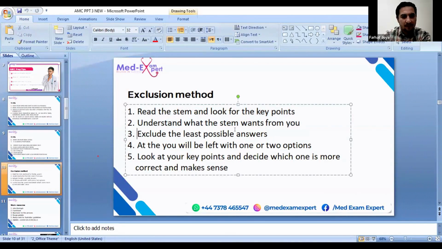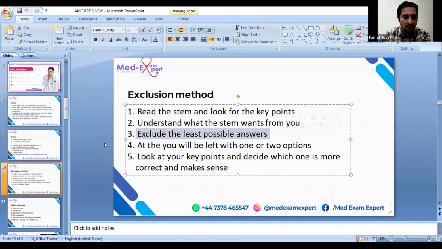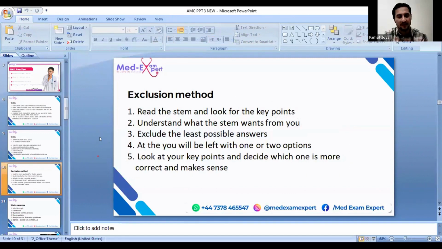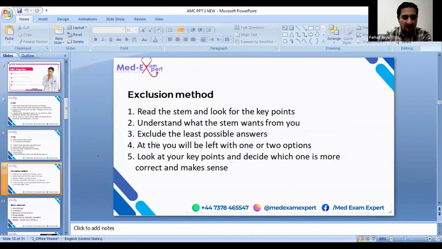And the next one is to exclude. When you exclude, you remove, for example, the least possible answers. We will solve some questions, and I'll teach you how to do that. I'm sure that you guys already know it, especially those people who have the exam in February and March. They have done it already, but we will practice one more time.